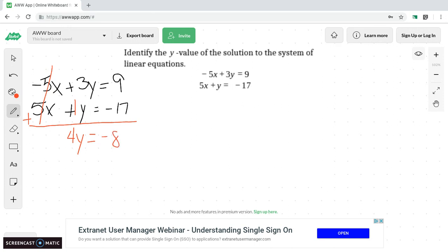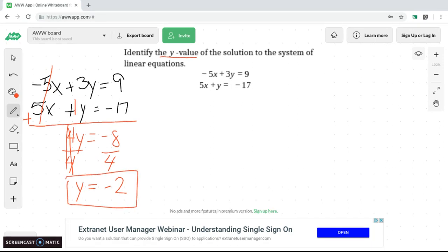So to solve for y, we go ahead and we can divide by 4 on both sides. So our 4's cancel. And so we get y equals negative 2. Negative 8 divided by a positive 4 is a negative 2. Now, the directions tell us to identify the y value. And we found the y value, so we are actually done. We don't have to do anything else.